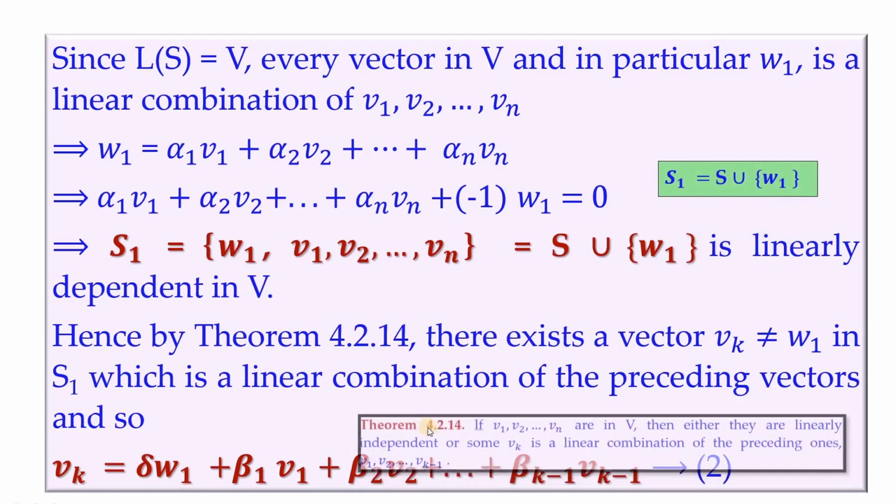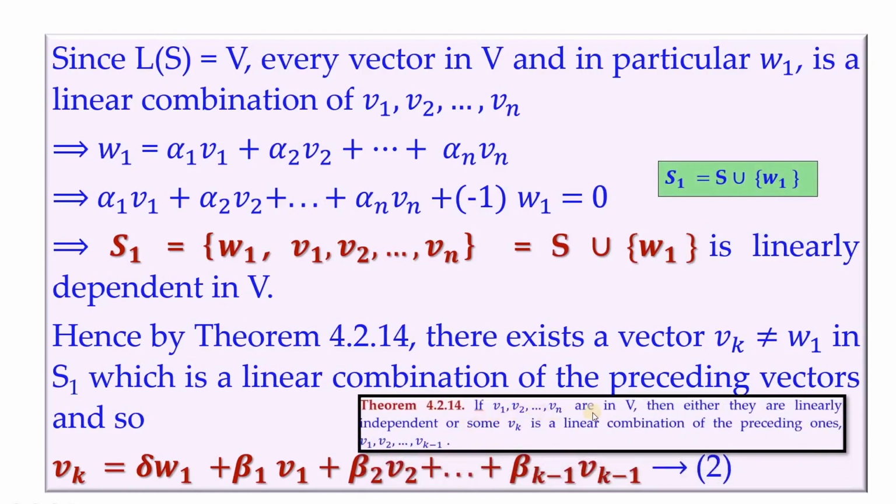4.2.14, which states that if v1 etc. vn are in V, then either they are linearly independent or some vk is a linear combination of the preceding ones, namely v1 etc. vk minus 1. We have a vector vk, which is not equal to w1, in S1, which is a linear combination of the preceding ones. So we have vk being written in this way, delta w1 plus beta 1 v1 plus beta 2 v2 and so on plus beta k minus 1 vk minus 1. We shall name this as equation 2.